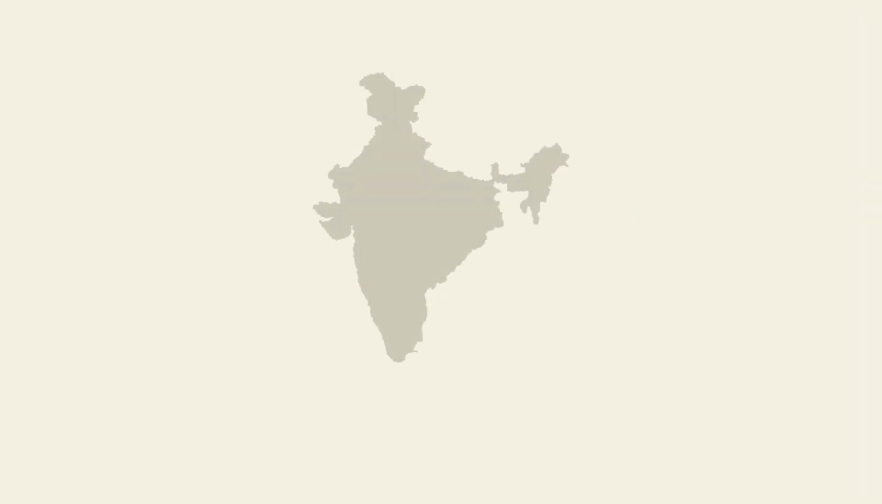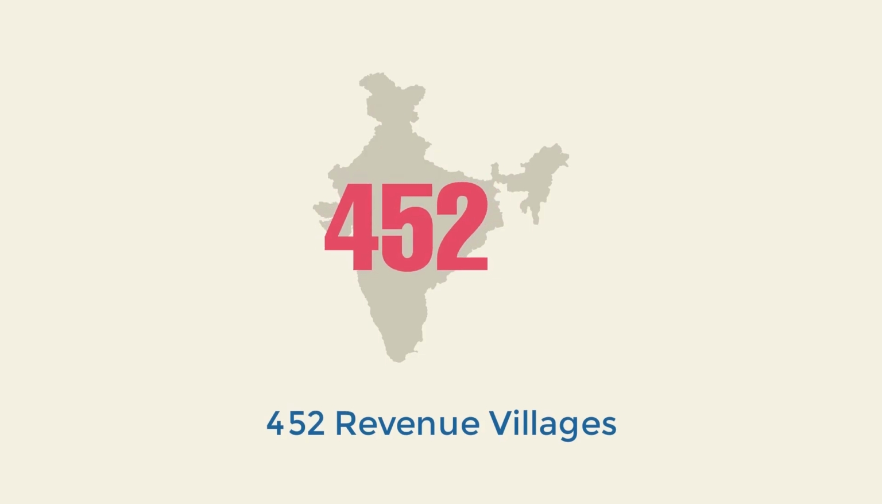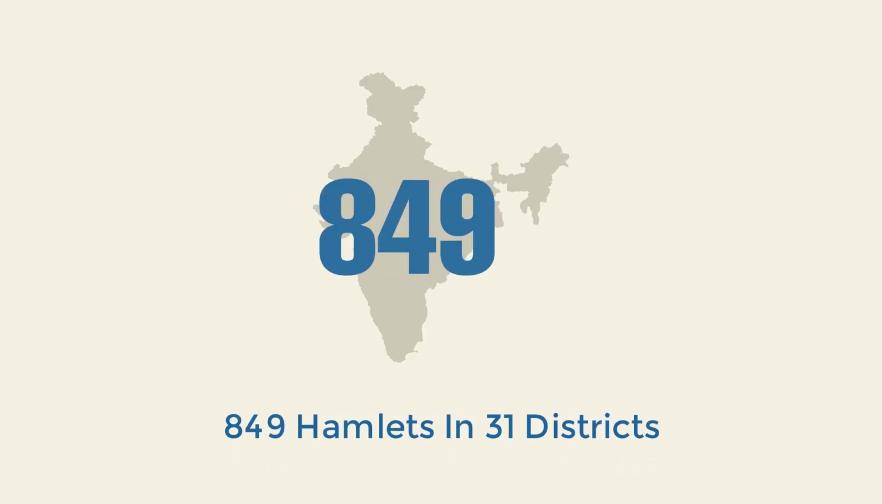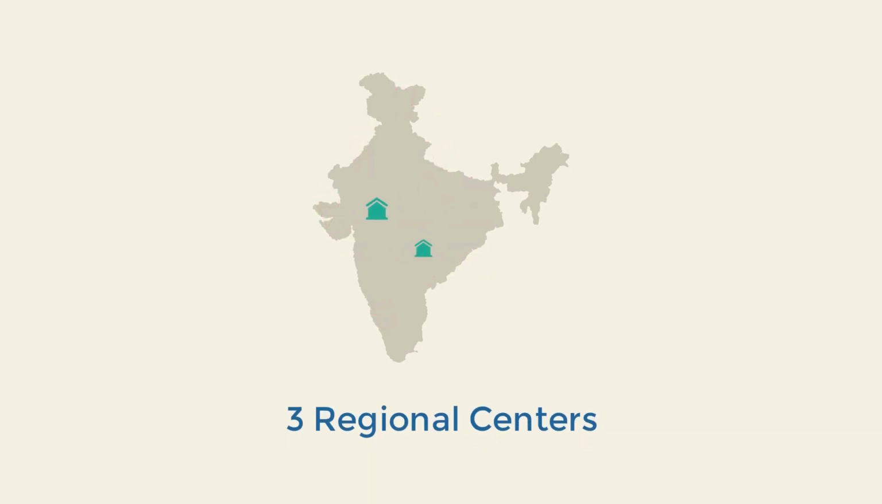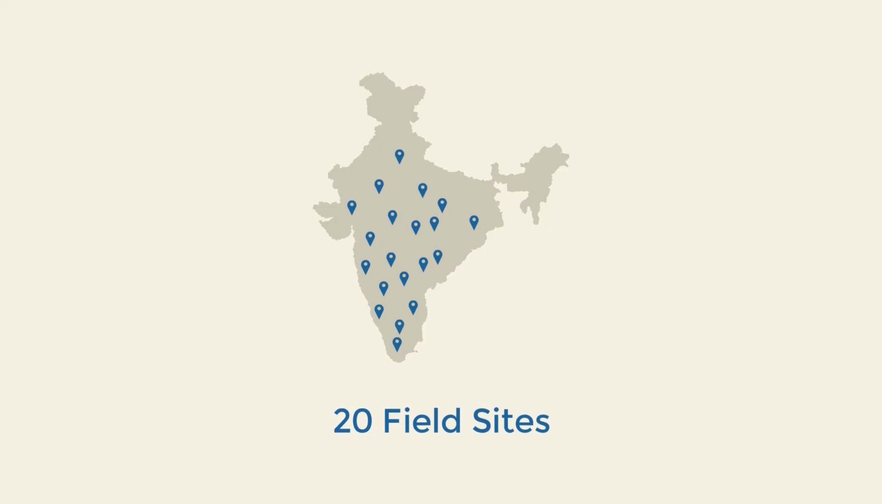In the future, our aim is to spread out in a pan-India mode, especially to the vulnerable locations. When we say vulnerable locations, we mean the hotspots of poverty, hotspots of hunger, and also hotspots of biodiversity. The work of MSSRF spans 31 districts, 452 revenue villages, and around 850 hamlets through centers in 8 states, 3 regional centers, and 20 field centers.